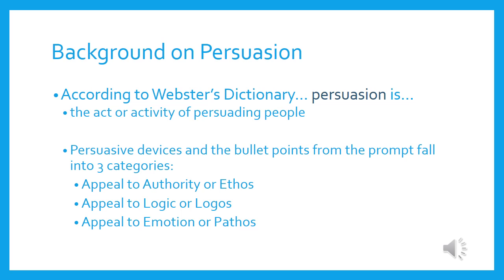Quick background on persuasion. It means the act or activity of persuading people. How are people persuaded? By appealing to authority or ethos, appealing to logic or logos, and appealing to emotion or pathos. These happen to align with the 3 bullet points used in the prompt. Very convenient. So again, I looked at the sample and practice essays and identified the persuasive devices that the authors used. Then I considered how the device is persuasive. Was it evidence, reasoning, or a stylistic element? I then put it together into a chart.